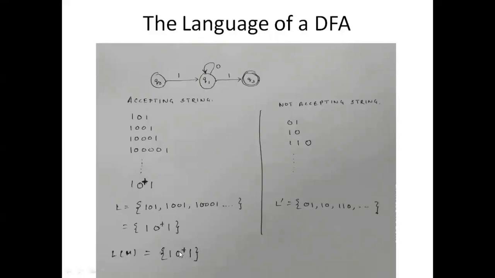This is the generalized representation. 0 plus means more than one zeros, ঠিক আছে? Got it?